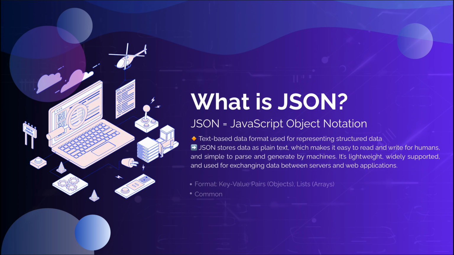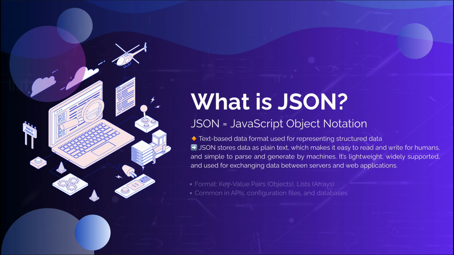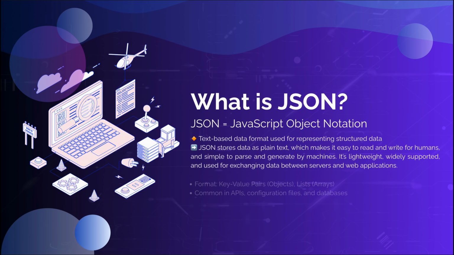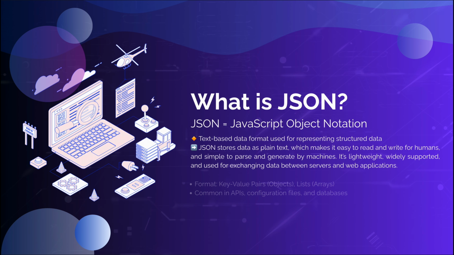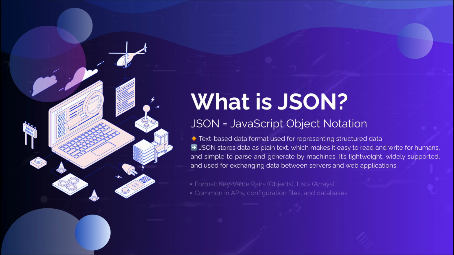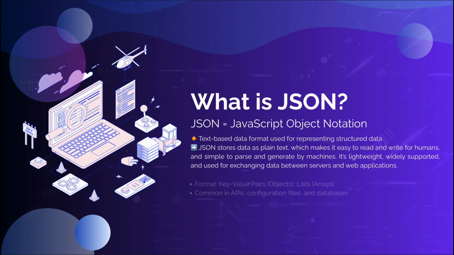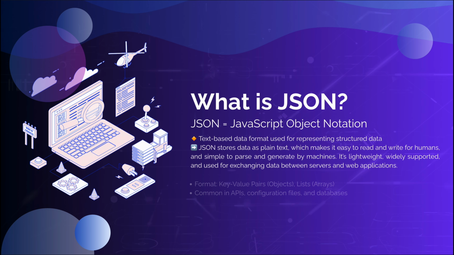JSON uses two main structures: objects and arrays. Objects store data as key value pairs, and arrays hold lists of values. These simple structures allow developers to organize data in a clear and powerful way.